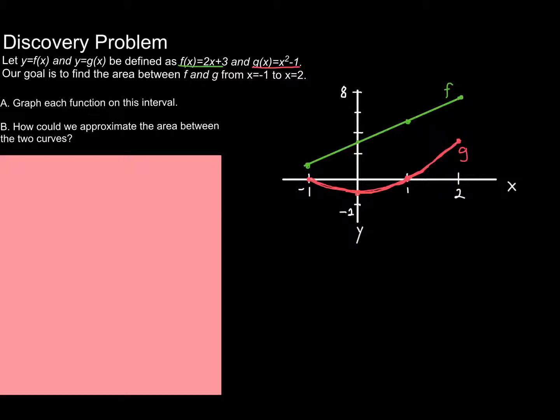Okay, so here are the graphs of f and g, and of course our hope is to be able to figure out this area that's in between the two curves, between these x values. So as we've normally done with all of our discovery situations, we're going to first think about how we can approximate the area between the two curves. So don't overthink this. Think of the simplest way that you might be able to approximate this area.